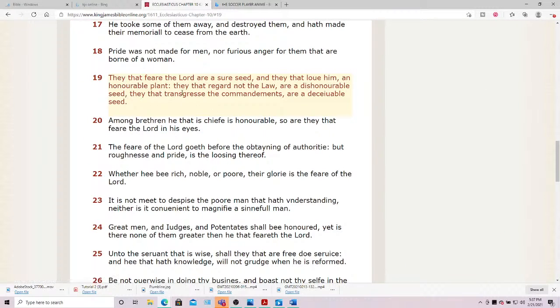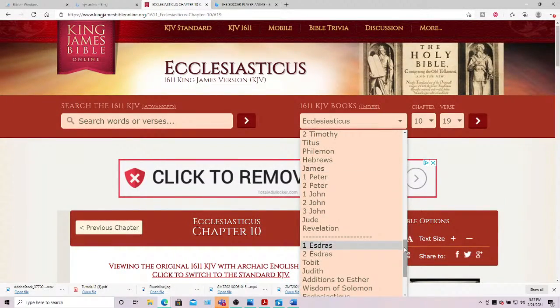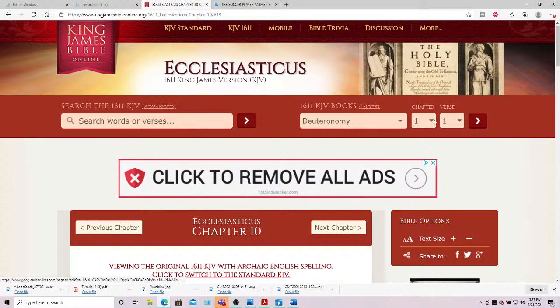So they that fear the Lord are a sure seed, and they that love him, so keeping his commandments, an honorable plant. So they that regard not the law are a dishonorable seed. They that transgress, so forget the commandments, are a deceivable seed. So you don't want to be deceivable. And then we also have Deuteronomy chapter 27, verse 16.